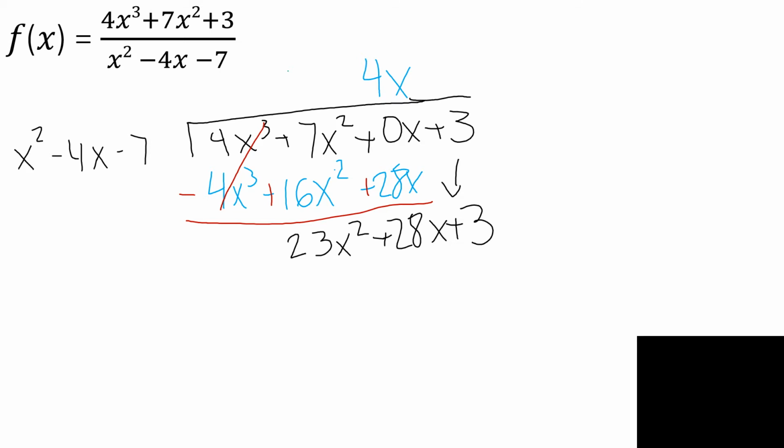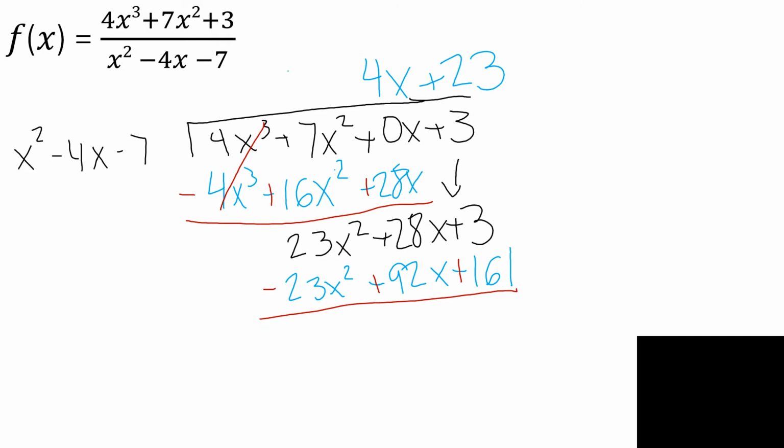Rinse and repeat. How many times does x squared go into 23x squared? That would be 23 times. So 23 times x squared is 23x squared. 23 times negative 4 is negative 92x. And 23 times negative 7 is negative 161. And now I'm going to subtract all those terms.